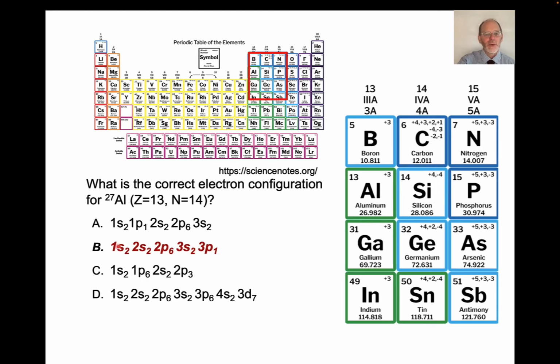So first of all, you want to add up the number of electrons here. It should be 13. So 2 plus 2 is 4, plus 6 is 10, plus 2 is 12, and 1 is 13. And these are filled in the correct order.